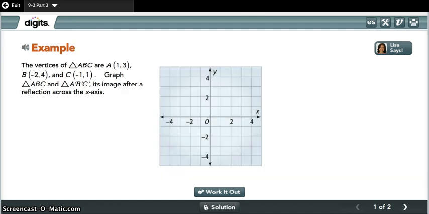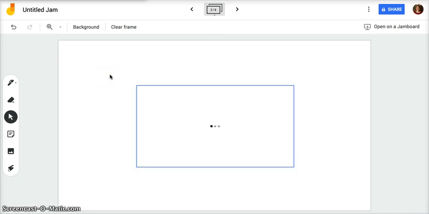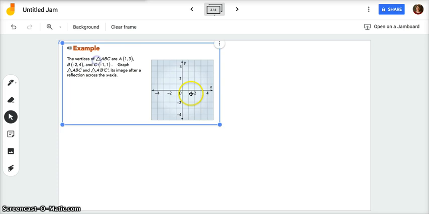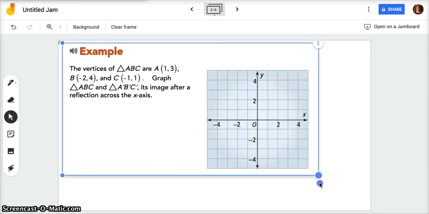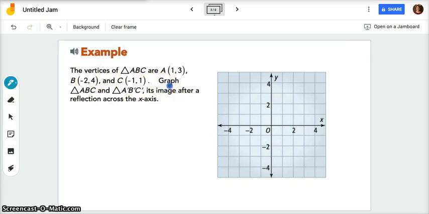So now we have our last example for today. And again, this is going to be showing us how to actually do the reflection when we're working with an image or a pre-image, trying to find the image. So let's take a look at this one. It says the vertices of triangle ABC are these coordinates, 1, 3, -2, 4, and -1, 1. Graph triangle ABC. So first we have to graph, and then A prime, B prime, C prime, its image after a reflection across the x-axis. Okay, lots of information in there. So first we need to graph. So let's focus on just graphing, and then we'll go back to the rest of the details.